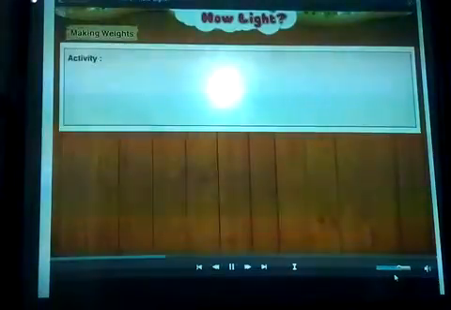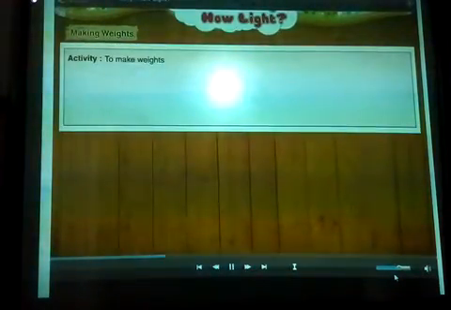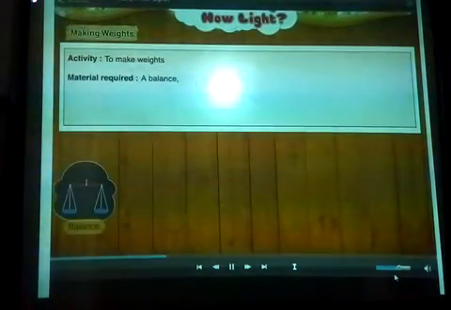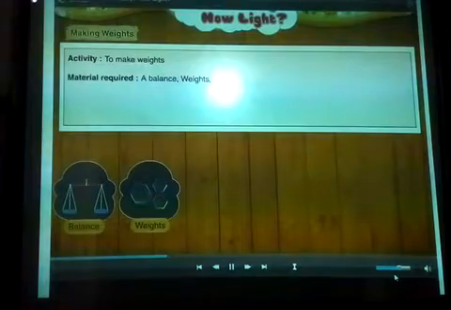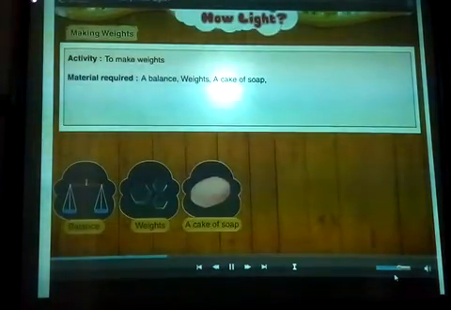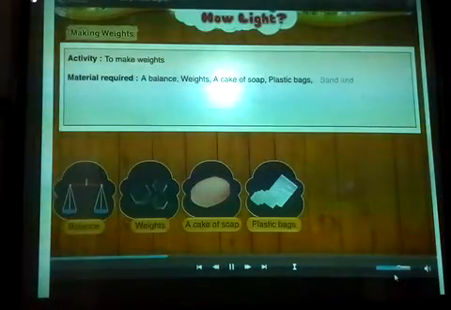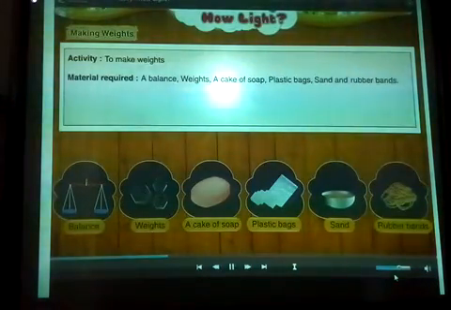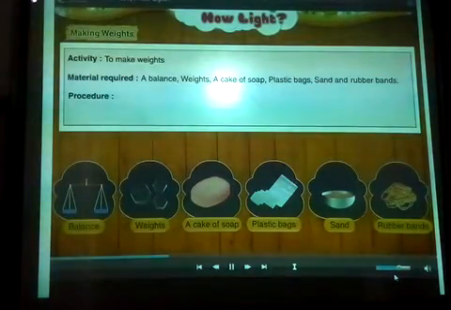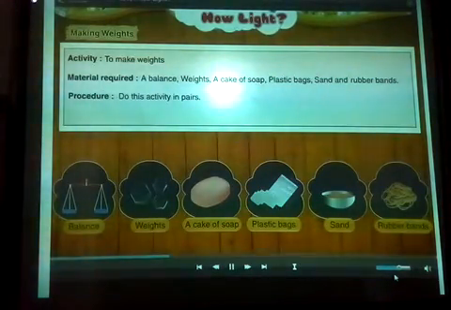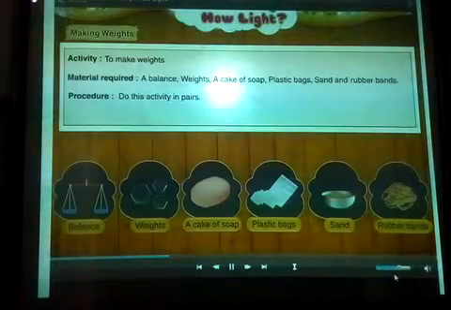Making weights. Activity: to make weights. Material required: a balance, weights, a cake of soap, plastic bags, sand and rubber bands. Procedure: do this activity in pairs.